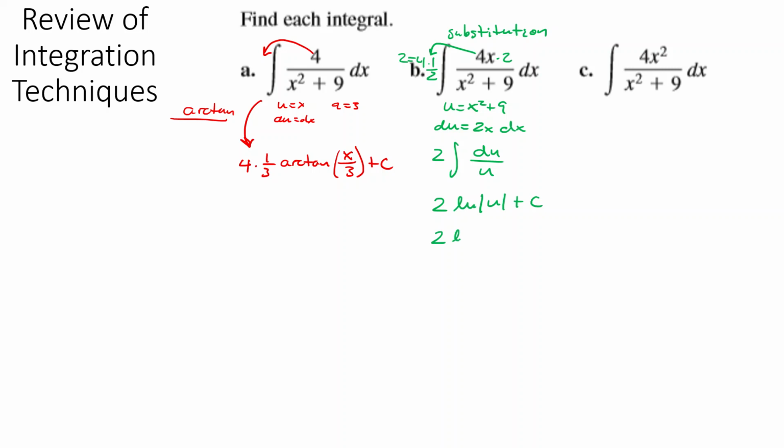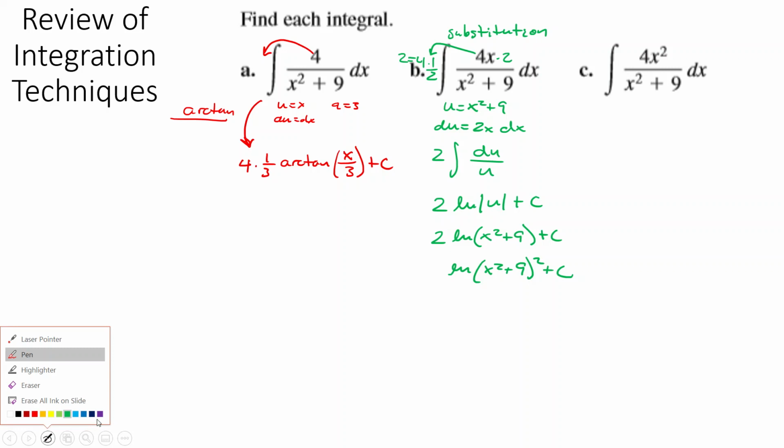So we'd get 2 times the natural log of the absolute value, but we don't really need the absolute value because x squared plus 9 is positive. So we could just say 2 times the natural log of x squared plus 9 plus c like that. And if we want to, we can bring the 2 in as an exponent like that. At this point, it's really just a matter of matching answers on the AP exam. So there's that guy. The third one is the trickiest one.